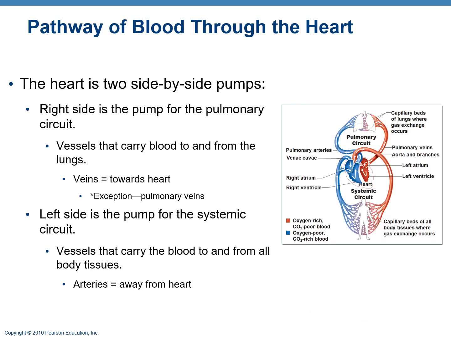The heart is basically two side-by-side pumps. The right side is the pump for what's known as the pulmonary circuit, meaning the vessels that carry blood to and from the lungs. The veins, like I said, go towards the heart, with the exception of the pulmonary veins. They do also return to the heart, but they're carrying oxygenated blood. The left side is the pump for what's known as the systemic circuit, and these are the vessels that carry the blood to and from all the rest of the body tissues. And again, artery away from the heart.